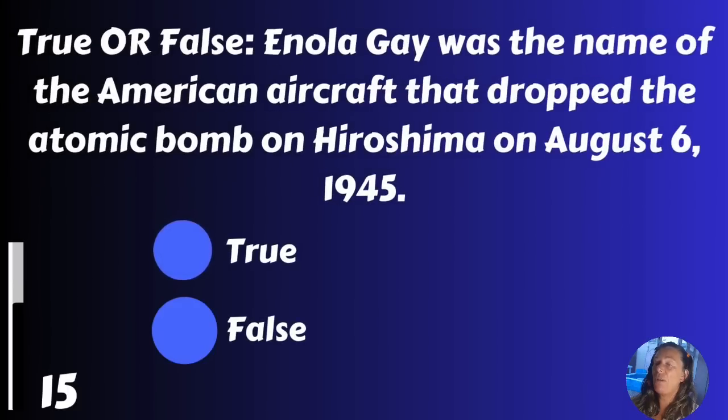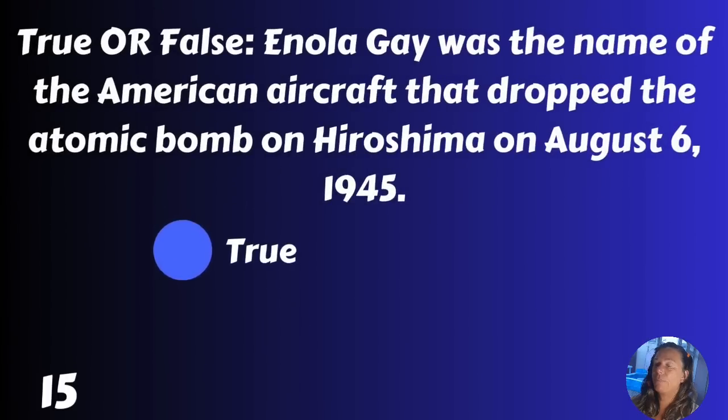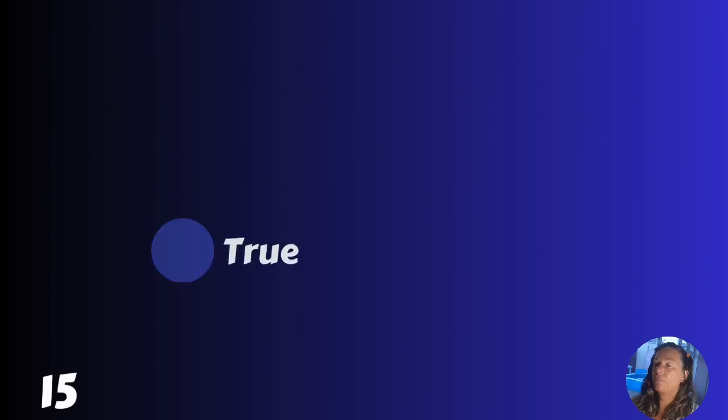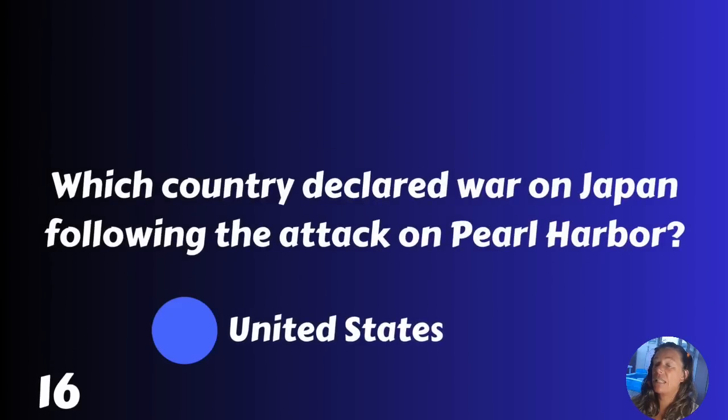True or false? Enola Gay was the name of the American aircraft that dropped the atomic bomb on Hiroshima on August 6, 1945. It's true. Which country declared war on Japan following the attack on Pearl Harbor? It was the United States.